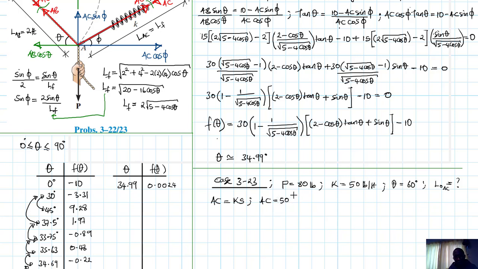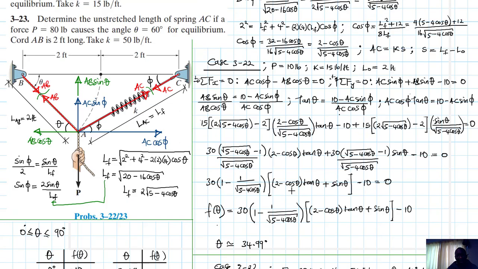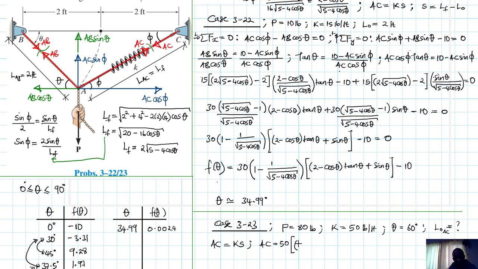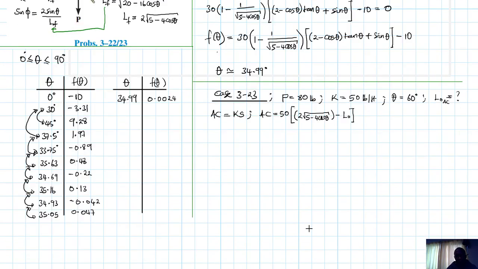Okay. And then we have L final, which we just calculated. What is our L final? Our L final is just 2 root of 5 minus 4 cos theta, then minus L original that we are looking for. All right. So this is the equation for our L final.